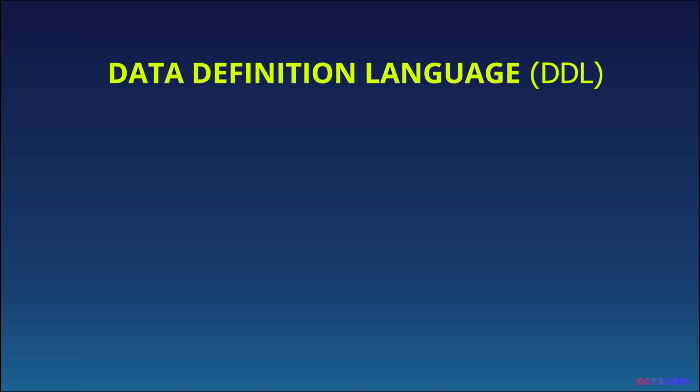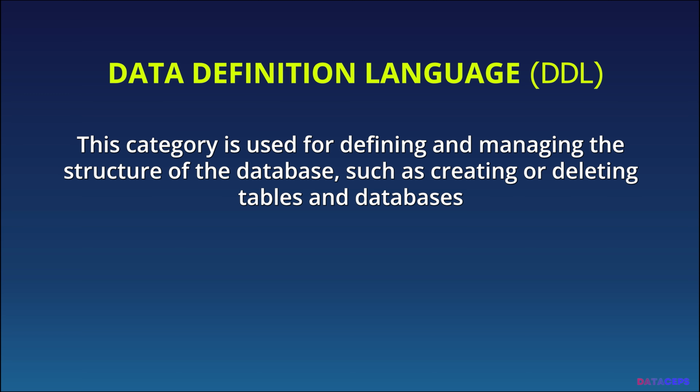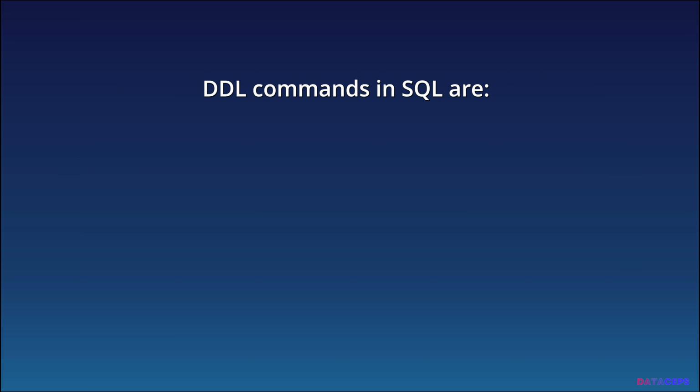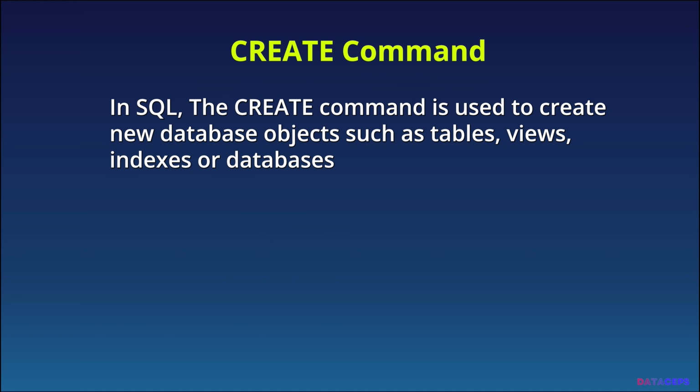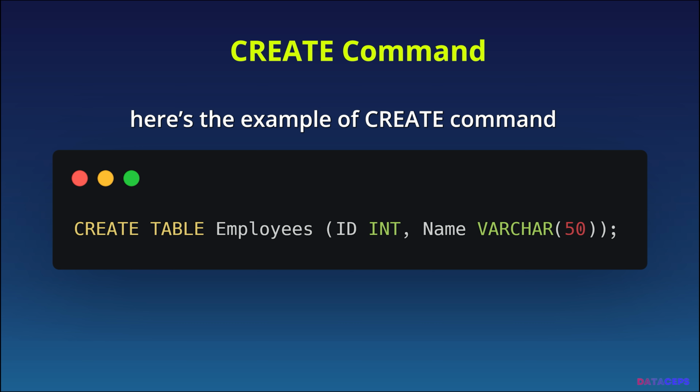Let me explain each category one by one. Data Definition Language. This category is used for defining and managing the structure of the database, such as creating or deleting tables and databases. DDL commands in SQL are create, alter, and drop. Create command. In SQL, the create command is used to create new database objects, such as tables, views, indexes, or databases. Here's an example of the create command.